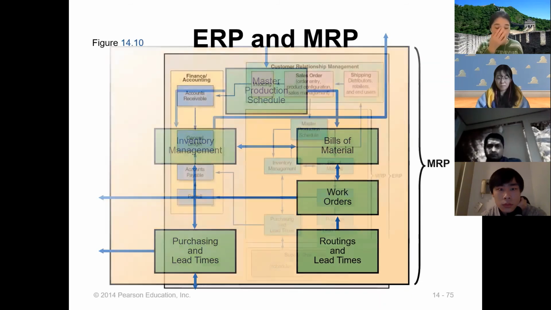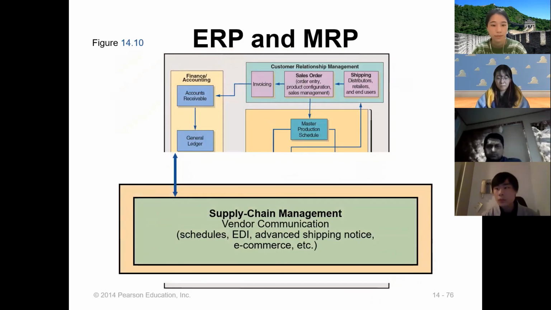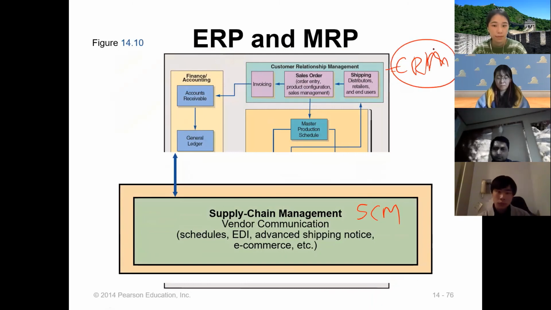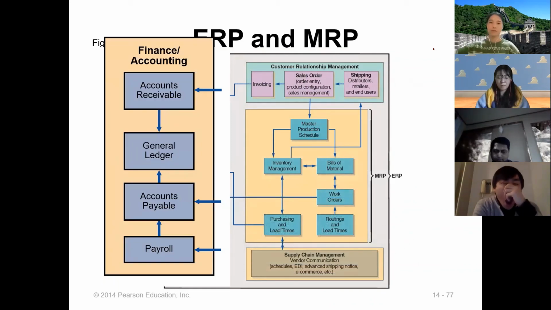This is the MRP, just now the CRM, and this is the SCM. Let's play with short forms. SCM, supply chain management; CRM. You should start to familiarize yourself. When someone says SCM, you should immediately know supply chain management. When someone says CRM, customer relationship management, and your MRP, finance and accounting.